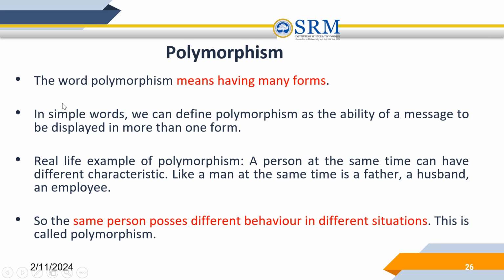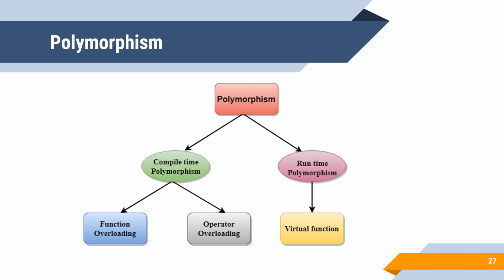So in simple words, we can define polymorphism as the ability of a message to be displayed in more than one form. For example, a person at the same time can have different characters, right? Like a man at the same time can act like a father, husband and employee. So the same person possesses different behavior in different situations. This is called polymorphism.